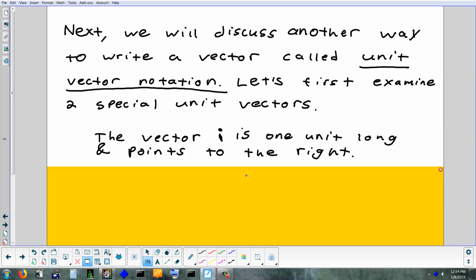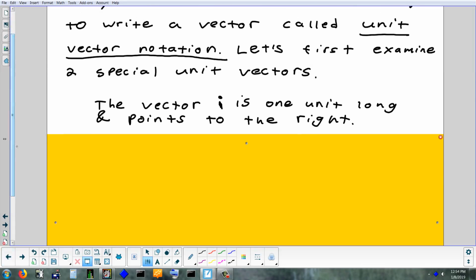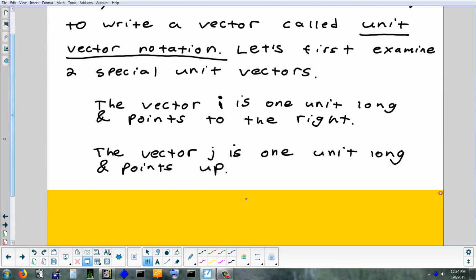It has nothing to do with imaginary numbers. So the vector i is just a vector that points one unit to the right. If you wanted to see a picture of it, it looks something like this. There's i. That's it. Just a vector, points one unit to the right. The other vector that has a special name we're going to look at is j. It's a unit vector, and it points up. It's 1 unit long, and it points up.